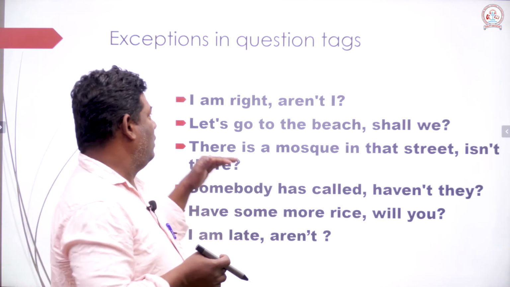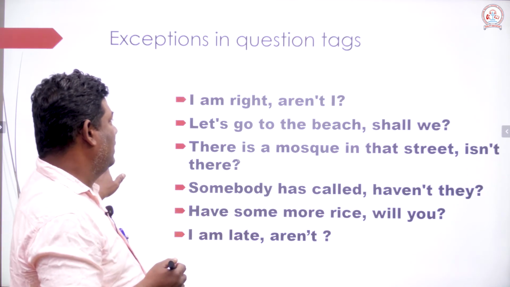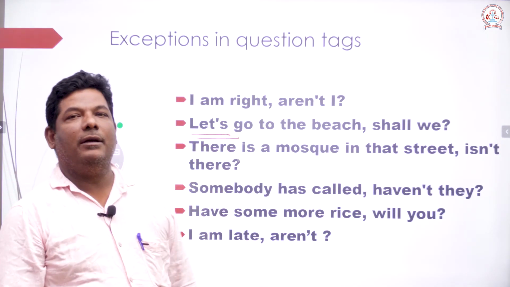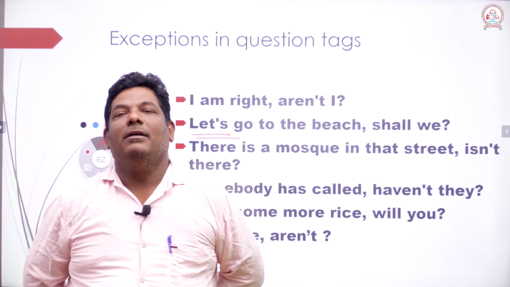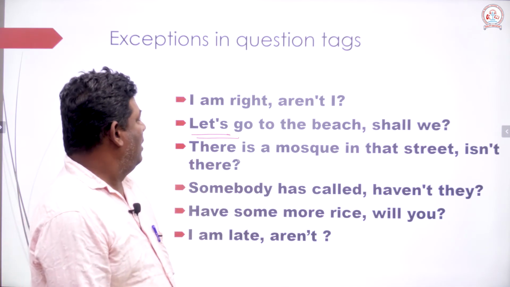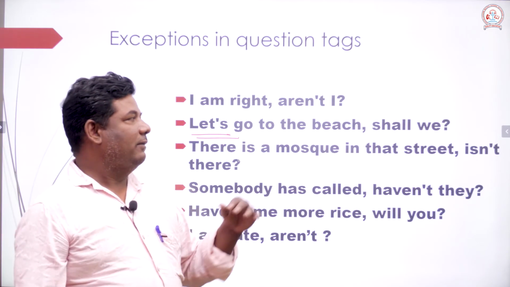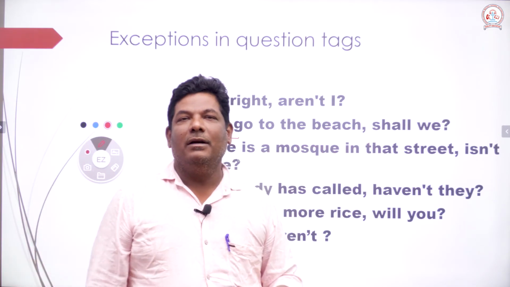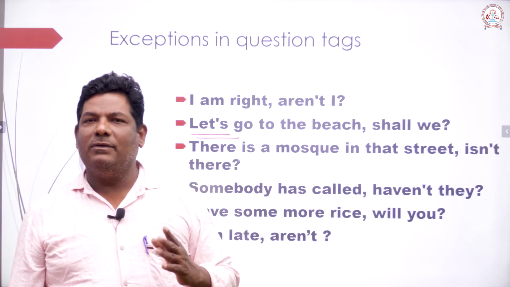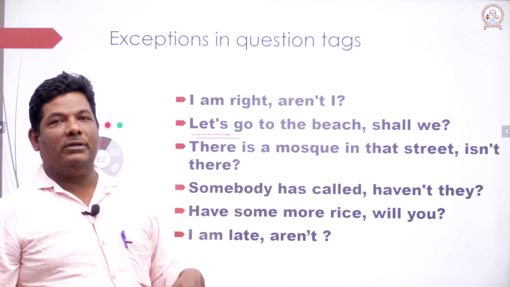Then the second one: whenever a sentence starts with let, you must use shall we. Do not see whether it is positive or negative. When you see a sentence which begins with let, it is a suggestion. So, for that we have to use shall we. These are some exceptions, sometimes asked in the examinations. Frequently I could see these questions in the examination question papers, right.